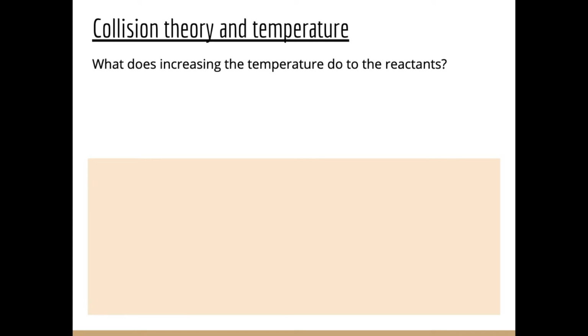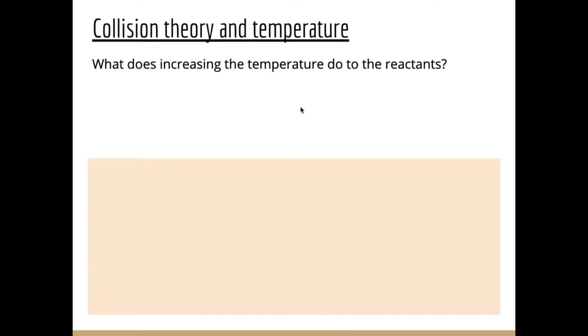Well, firstly, let's just consider what temperature really is. When you're talking about the temperature of the system, you're really just talking about the kinetic energy of the particles. So if you've got particles in a system with high kinetic energy, you're going to have a high temperature. If you have particles in a system with low kinetic energy, you're going to have a low temperature. So if you're increasing the temperature, that's essentially just increasing the kinetic energy of the particles.